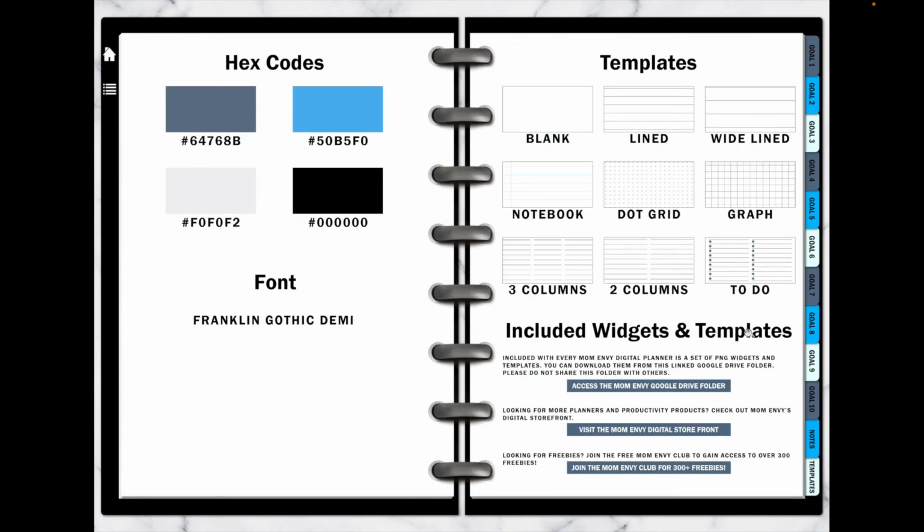In addition to having these that you can use within your notes section, I also have included the templates in a Google Drive folder, and this is where you're going to find all of the other templates. So let's go to that now. When you click here, access the Mom Envy Google Drive folder, this is what's going to take you to your habit trackers and your goal trackers, to your journal questions, and to your paper templates.